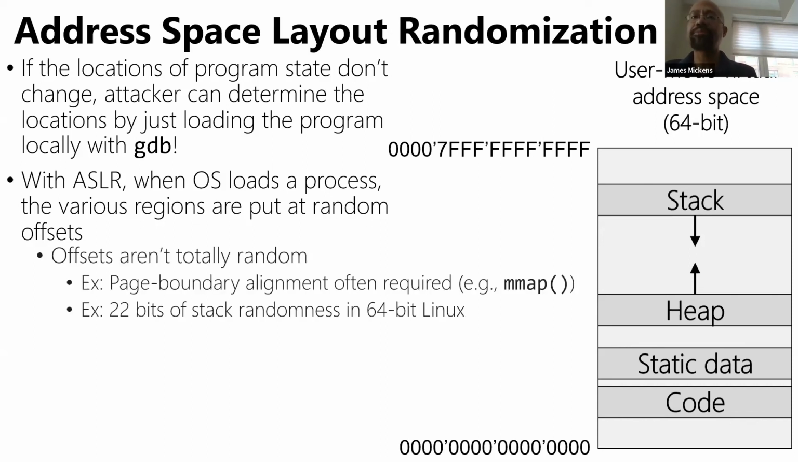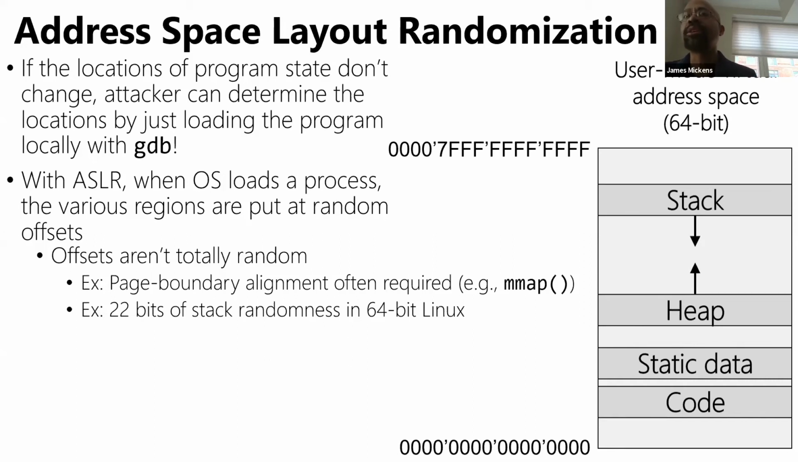Now, I should note that the offsets that are picked for the start locations of these regions are not totally random. Why is that? One example is that it involves page alignment. As I mentioned during the first half of this lecture, inside the OS a lot of operations require page alignment. Things like mmap or mprotect assume that the regions of memory being manipulated are aligned with the page.